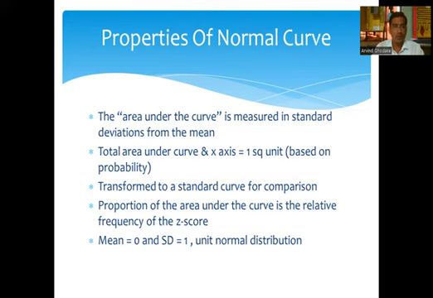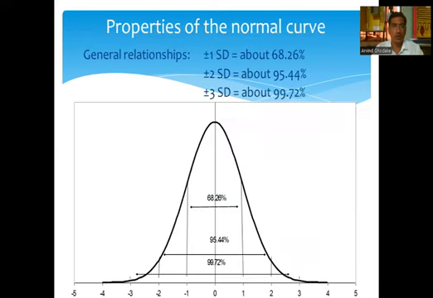Then transform to a standard curve for comparison. The property of area under the curve is the relative frequency of the z score. Therefore, mean is equal to 0 and standard deviation is always equal to 1 for the unit normal distribution curve.